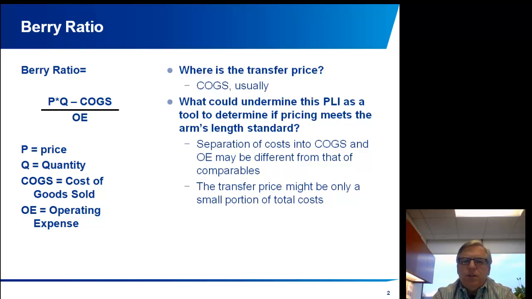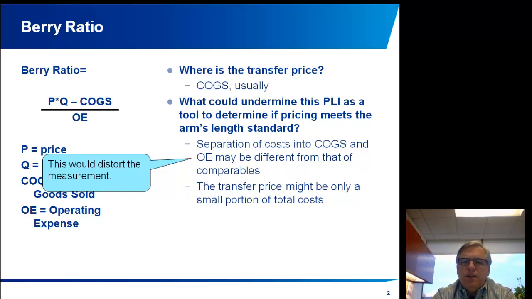One of the other issues that can affect the Berry ratio is if the transfer price, that portion of COGS that's from a related party, is only a small portion of total costs. In this case, you'd be looking at a transaction in which the fluctuations in the related party price might be swamped by transactions with unrelated parties that are other suppliers or other sources of your COGS.